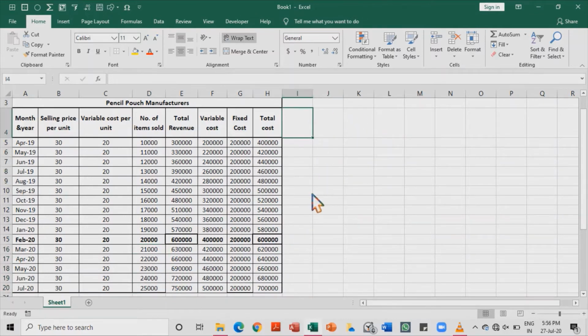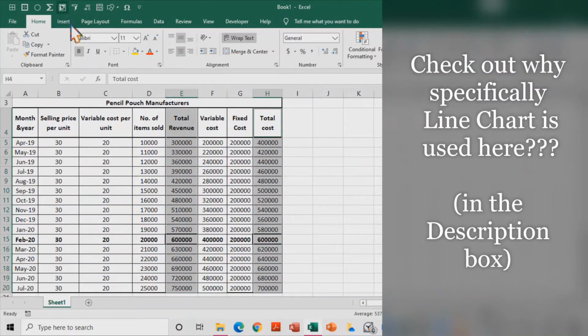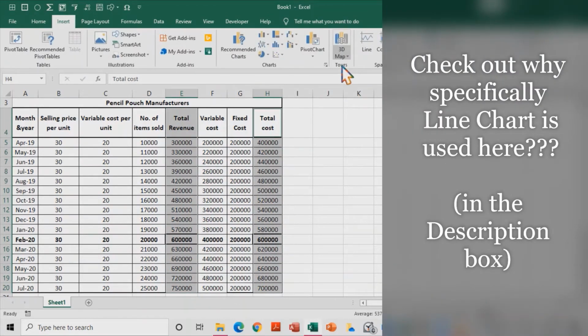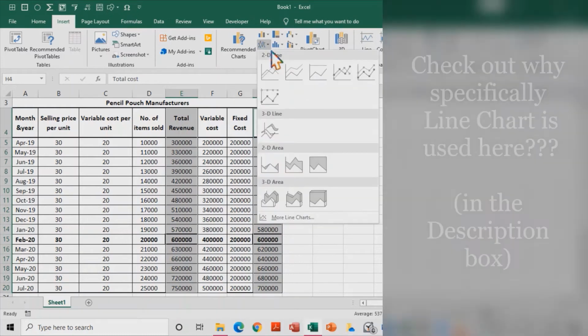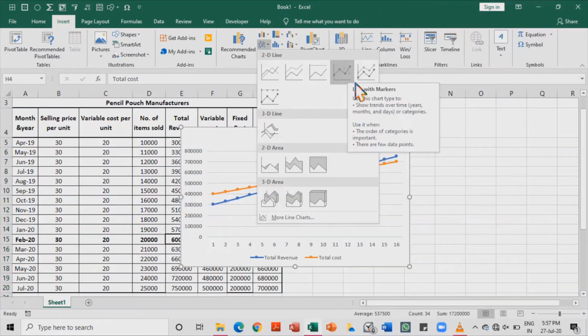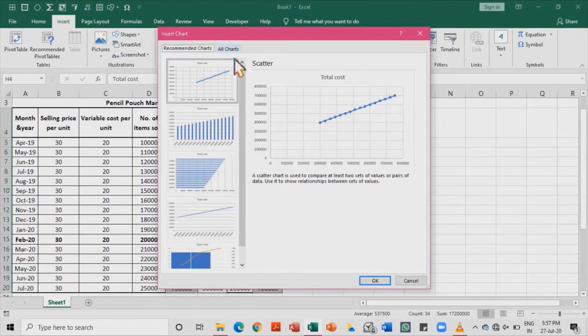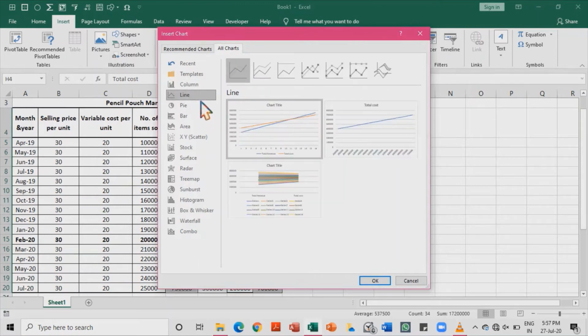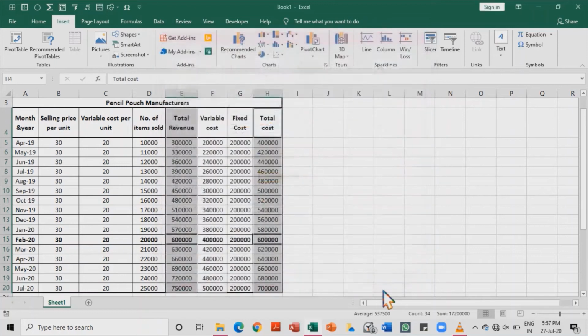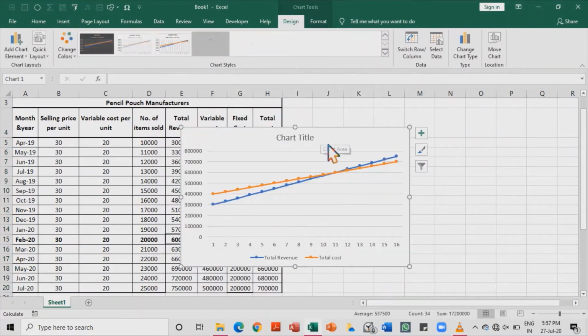Okay, why not we put a chart for this? Select the total revenue column, press Ctrl and then select the total cost column. Go to the Insert tab, select line from that. I choose line with markers, or else you can use the small arrow button. Go for all charts, go for line, and then choose line with markers. Yes, press OK. Yes, we got the chart.